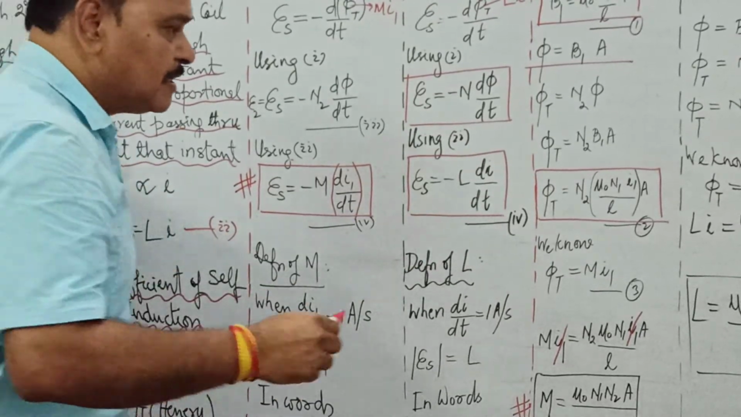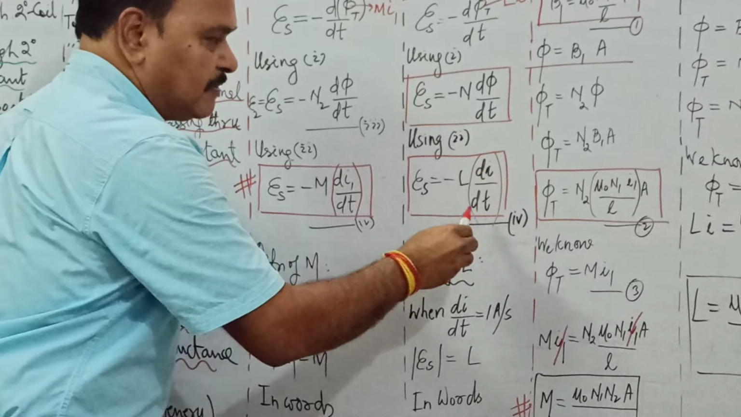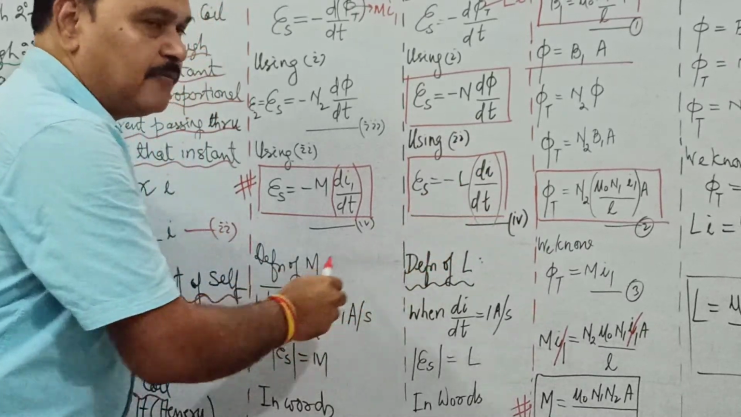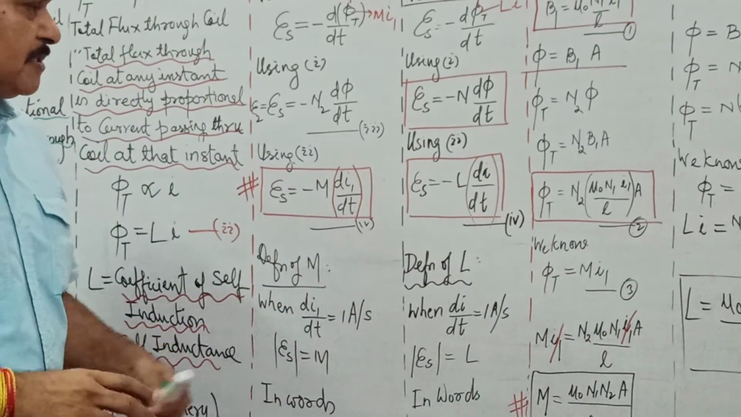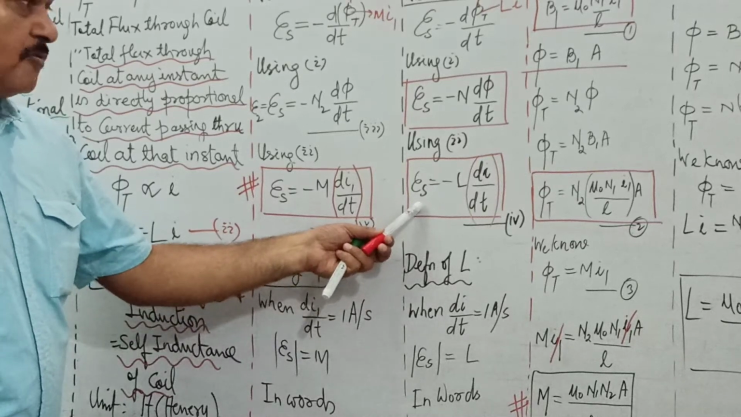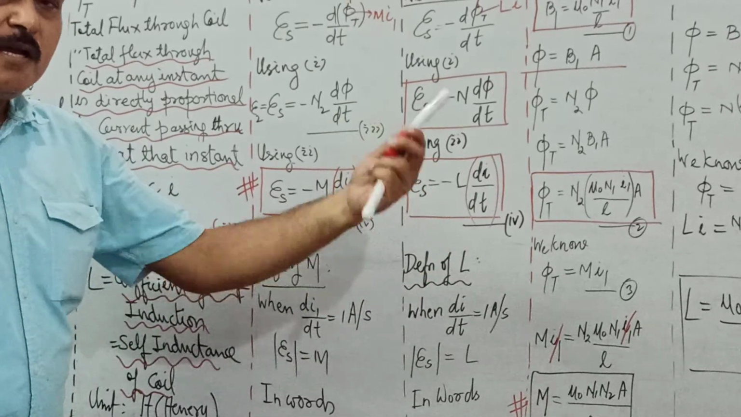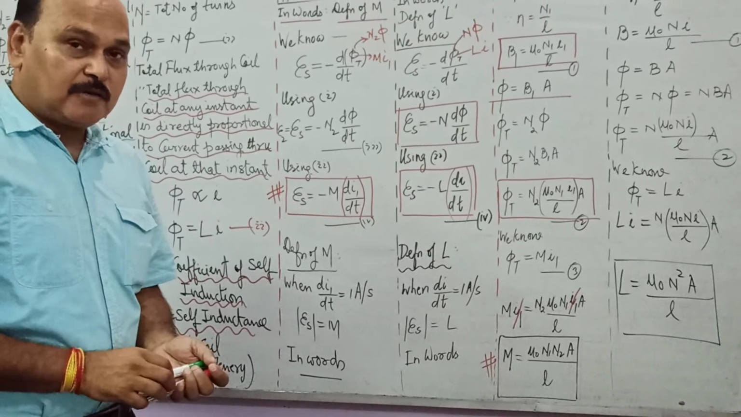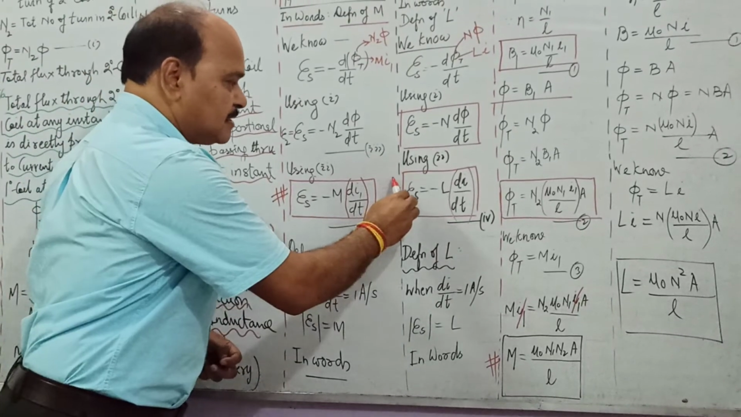Well, as usual, there are 3 quantities. One is the rate of change of current, the other is the self-inductance of the coil, and the third one is the value of self-induced EMF. So out of these 3 quantities, any 2 are given and the third one is asked. Very important formula as far as your numericals are concerned.